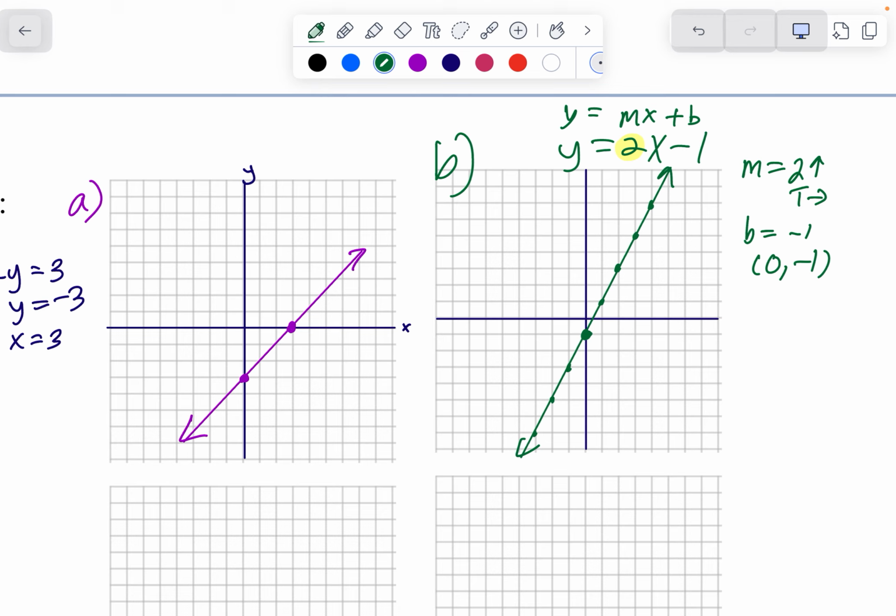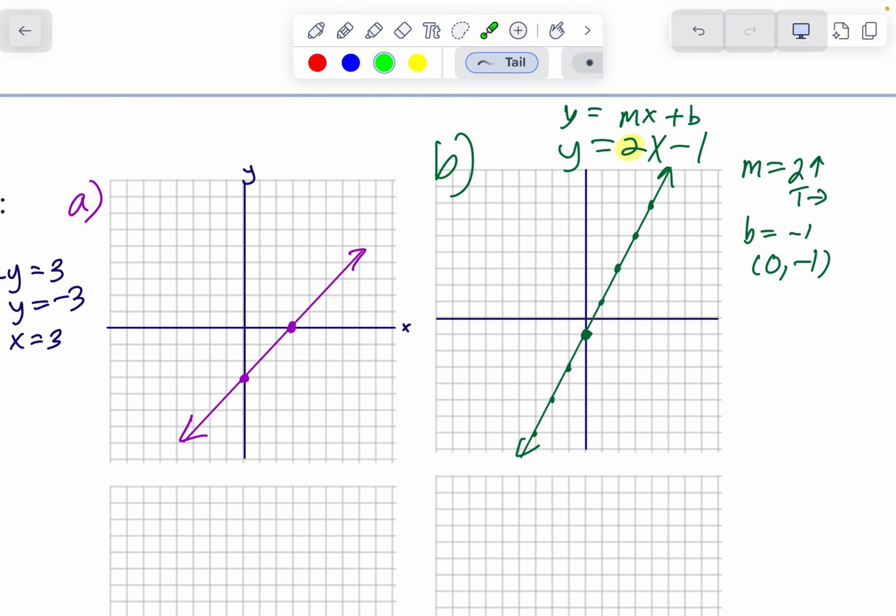Okay, so remember what we did. We started at the point 0, -1, our y-intercept. Then we counted up 2 over 1, up 2 over 1, up 2 over 1, as many times as you want. You only need 2, especially if you're using a ruler. So tomorrow when you take your quiz, getting a ruler is probably a good idea. Do we have any questions how we graph B? Everybody good with that?